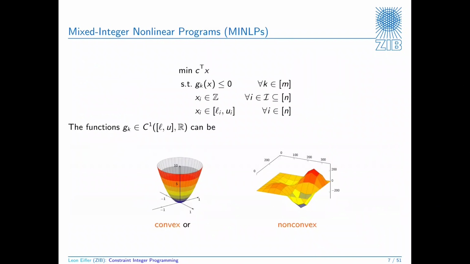Another type of constraint integer program is, of course, a mixed integer nonlinear program that we see here, where the constraints are general nonlinear functions. And you will hear more about this in a later lecture just on mixed integer nonlinear programming.